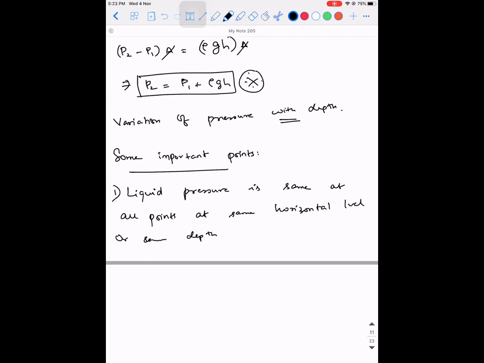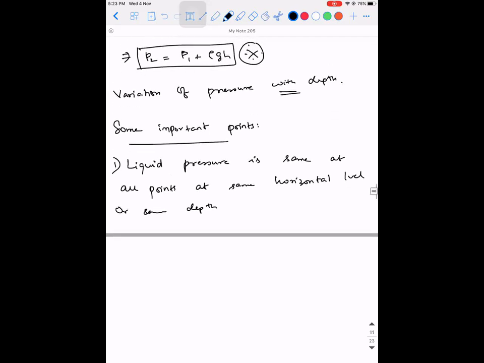I'll explain this point. When I took this cylinder, if I talk about any point on the cylinder or outside the cylinder, if that point is at the same depth with respect to the surface, then the pressure at every red point that I've taken is P1 only. That is the meaning of liquid pressure is same at all points. This is the first point.